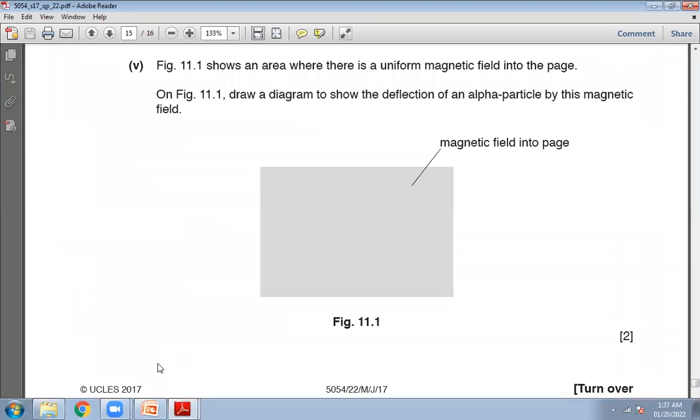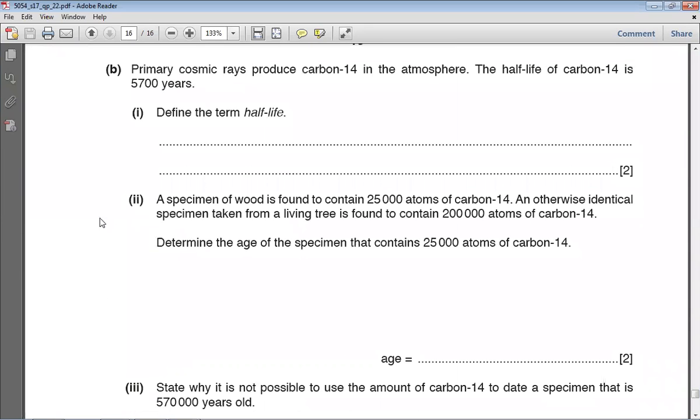Okay, so let's move to the next part, question number 11, and its B part. It says primary cosmic rays produce carbon 14 in the atmosphere. The half-life of carbon 14 is 5,700 years. Define the term half-life.